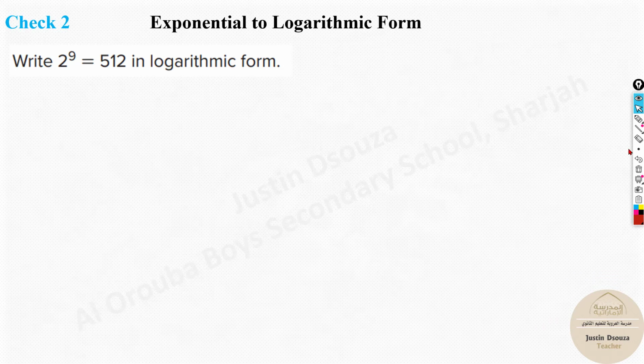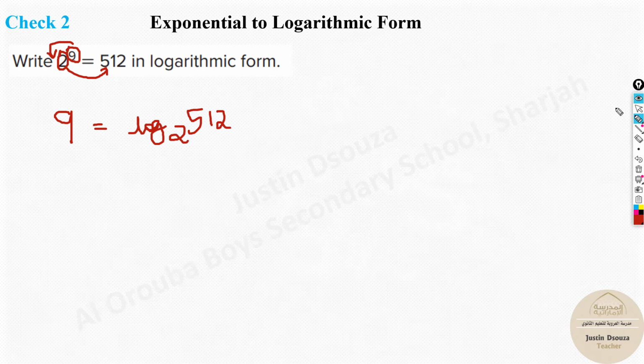Pause the video now, try it by yourselves. I will do the arrows. 2 goes to the other side and becomes the base of log. This power comes down. So always write what is power down. On the other side, log base 2 and write 512. You can double check by putting it in the calculator and that will be the answer.